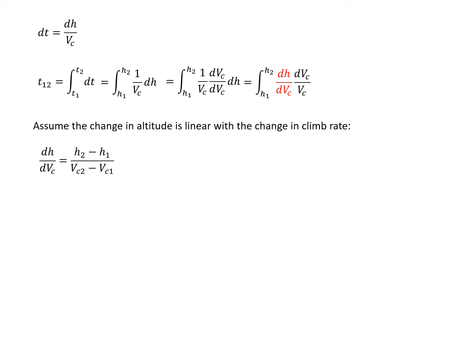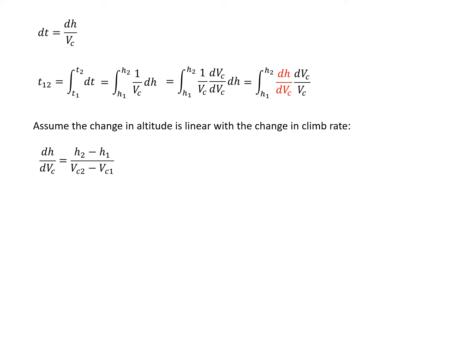Then what we do is we apply the assumptions. We assume the change in altitude is linear with the change in climb rate. So dh divided by dVc, we can approximate it by h2 minus h1 over Vc2 minus Vc1. And why can we assume this? Because we assume it's a linear change of height with respect to vertical rate, the climb rate.